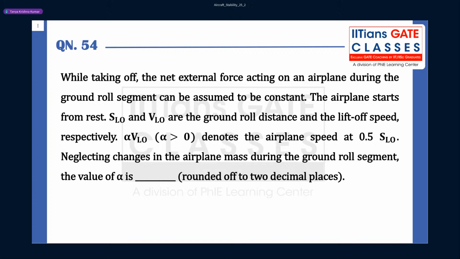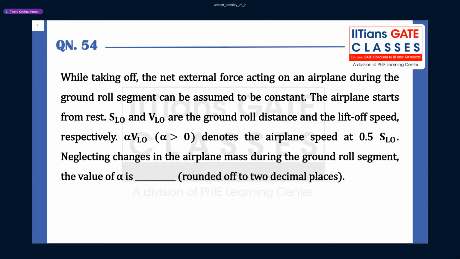While taking off, the net external force acting on an airplane during the ground roll segment can be assumed to be constant. What does this mean? If the net force is constant, the acceleration is uniform, is constant, right? Newton's laws of motion. The airplane starts from rest, so initial velocity is 0. SLO, VLO are the ground roll distance and lift-off speed respectively.